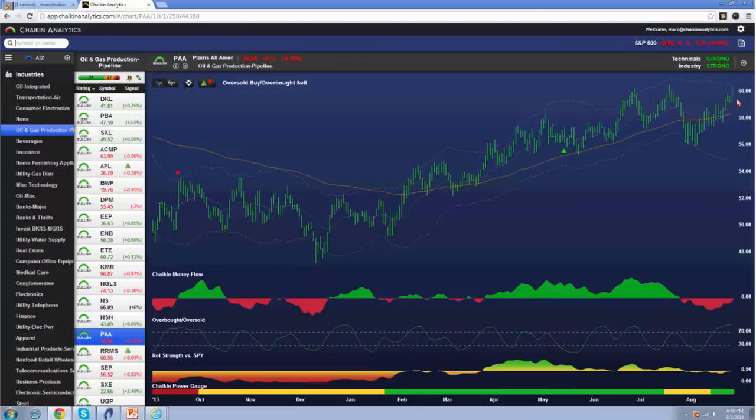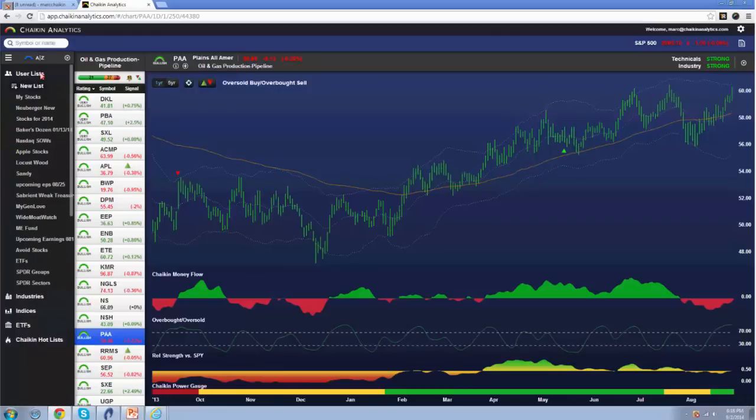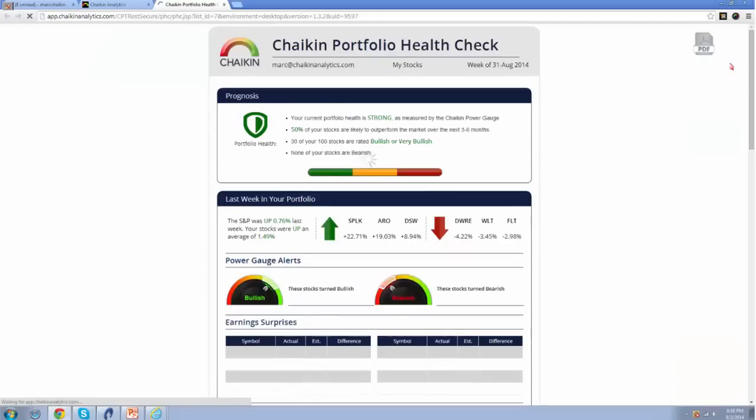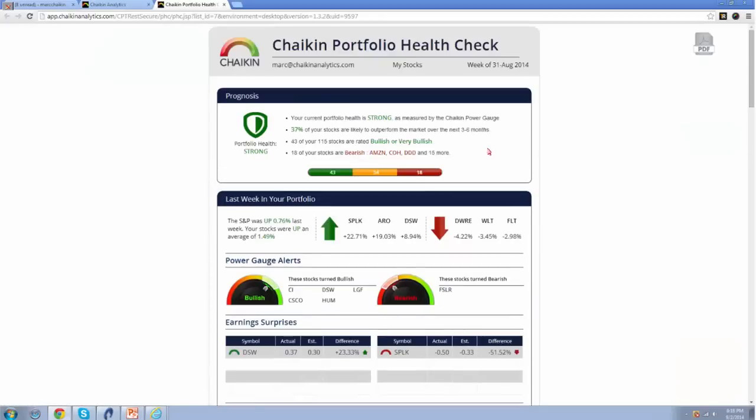And then to get the portfolio health check, I'm going to go to my stocks list, because this is really powerful. So here's my stocks, again, 105 stocks. And if I want to analyze those very quickly, I click on portfolio health check, and all 105 stocks are instantaneously analyzed. 43 bullish, 18 bearish. But what we zero in on, under the theory that playing defense is more important than playing good offense, are the bearish stocks. So 18 bearish stocks: Amazon, Coach, Triple D in the 3D printing industry.